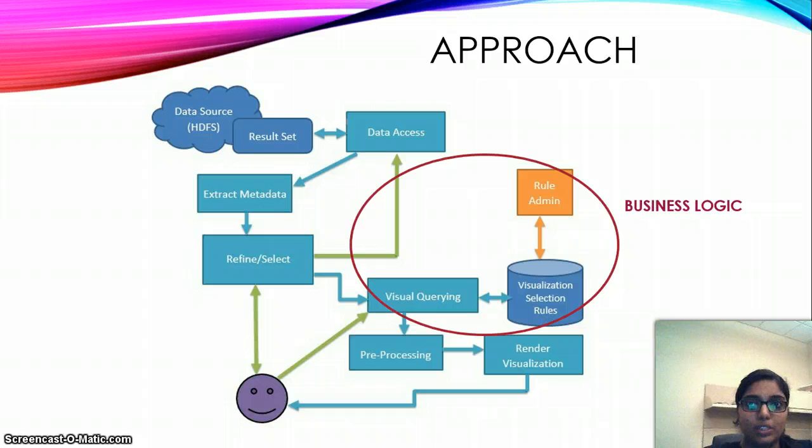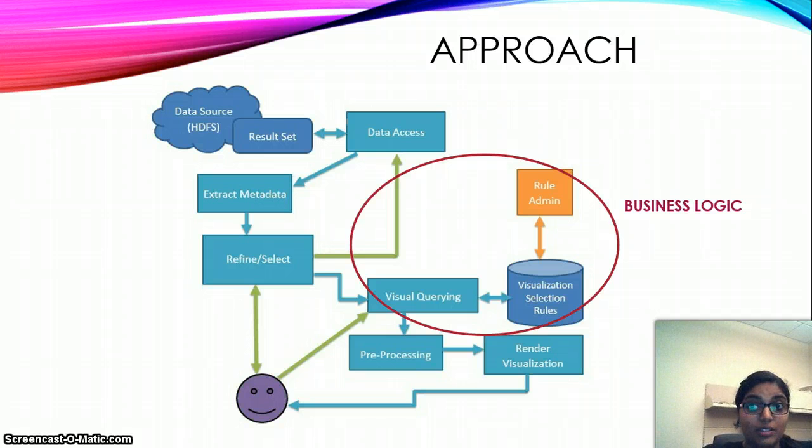The third module is business logic, which includes visualization selection rules, visual querying, and rule admin. Visual querying would use the rules to select or generate the recommended visualization for the selected data. The user can choose a visualization and then pass it to the rendering module. Rule admin plays a very important role in this module.